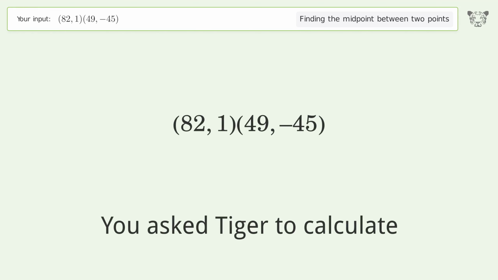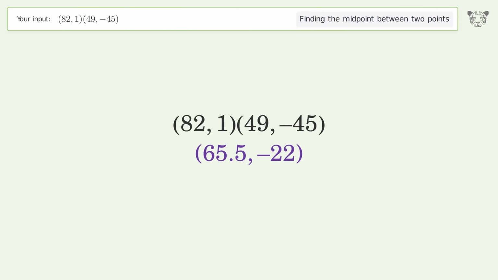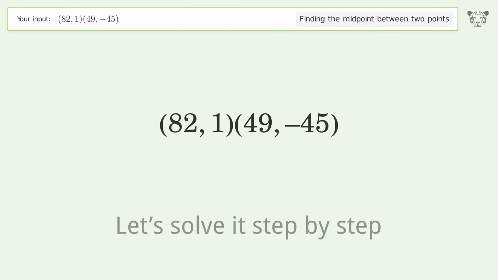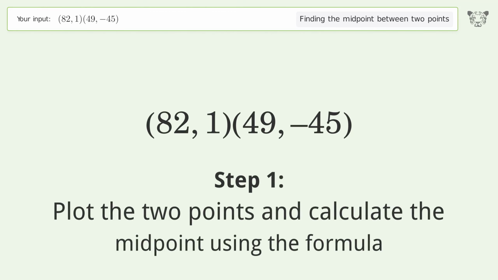You ask Tiger to calculate. This deals with finding the midpoint between 2 points. The midpoint between the 2 points is 65.5, -22. Let's solve it step by step. Plot the 2 points and calculate the midpoint using the formula.